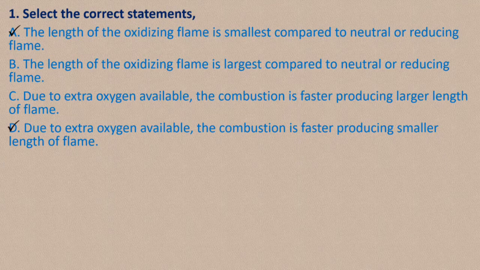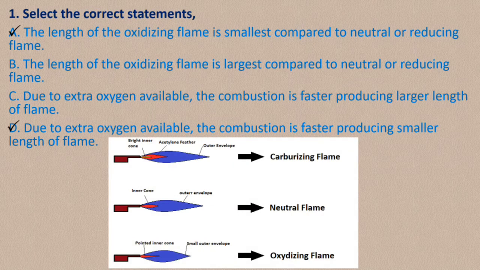Neutral flame: we use both gases in the ratio 1:1 by volume. This flame is used for welding of cast iron, mild steel, low carbon steel, aluminium. For carburizing flame, excess fuel gas is used. It is used for welding medium carbon steel, nickel, gray cast iron. 3 layers of flame are present in this carburizing flame.